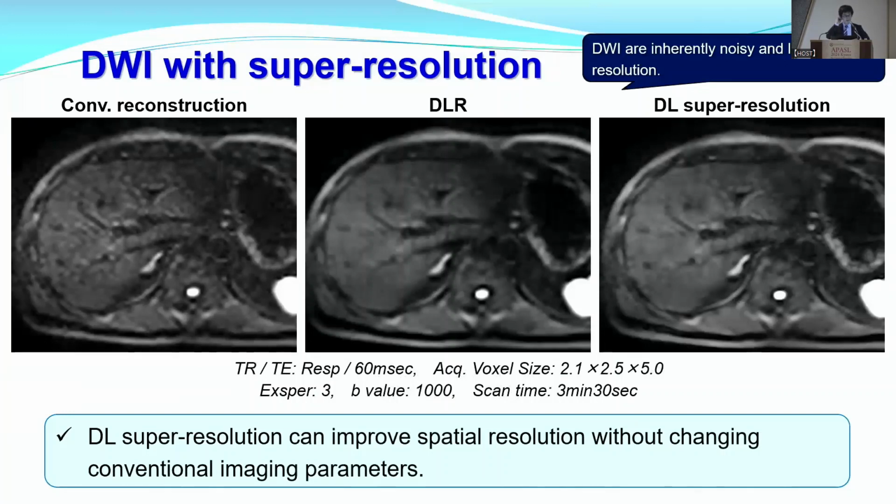So diffusion-weighted images are inherently noisy and of low spatial resolution. Therefore, deep learning super resolution can improve spatial resolution without changing conventional imaging parameters. So unfortunately, now this is not commercially available and is a work in progress sequence.